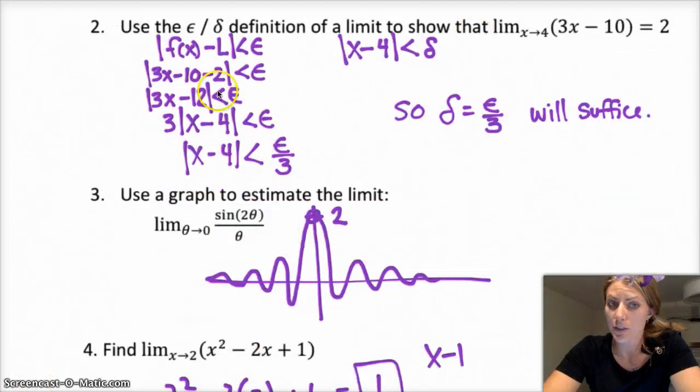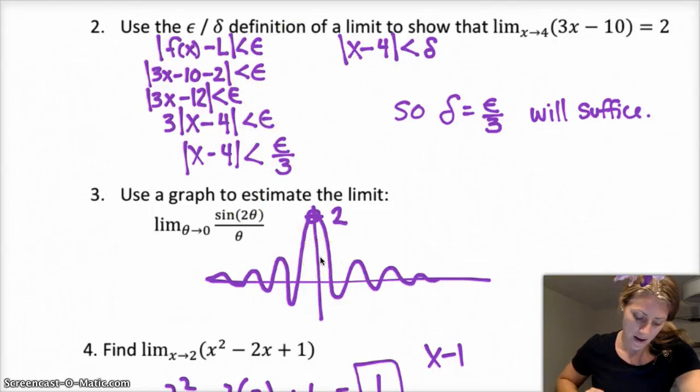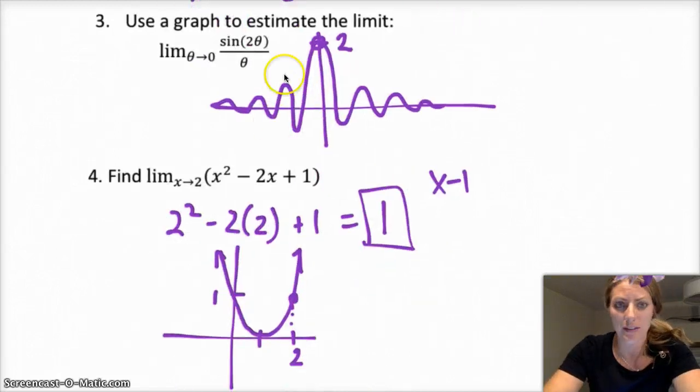Okay, so here are the solutions for the rest of them. If you haven't tried these yet, pause and give them a try before you check. But here's your formal definition of the limit. This is what the graph of sine 2 theta over theta looks like, and it looks like it's approaching 2 on the y-axis here. And then for 4, you can either graph it and look at what's happening at 2, or you can plug it in and it works out pretty nicely there. So there you go.